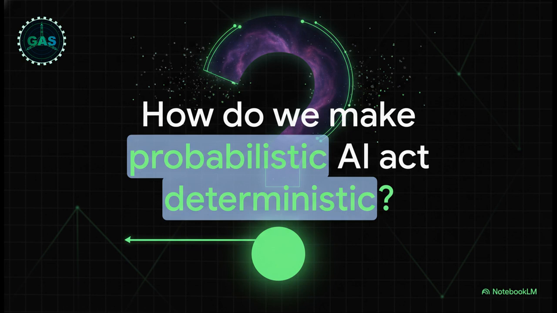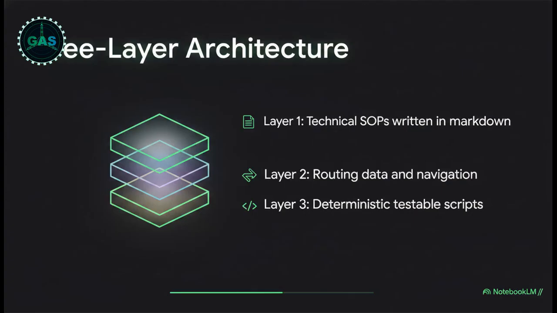But a business needs 100% predictable outcomes. If you're building this for a paying client, the workflow absolutely must be fully deterministic. So, how on earth do we bridge that gap? We solve it by completely separating decision-making from execution. We use a 3-layer architecture.